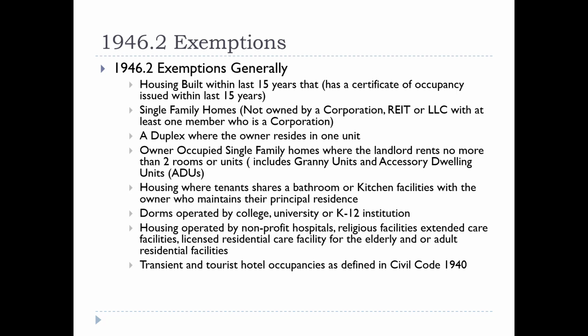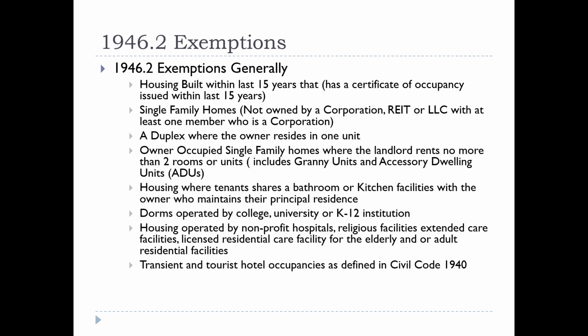Owner-occupied single-family homes where the landlord rents no more than 2 rooms, and that will include a granny unit, an accessory dwelling unit, etc. If you rent less than 2 rooms, great, you're protected. If you rent more than 2 rooms, you might not be protected as much. There's an exemption too for housing where tenants share a bathroom or kitchen facilities with the owner who maintains their principal residence. So maybe my folks that rent out a 3rd bedroom or a 4th bedroom in the property, you may be covered. You're probably covered under that exemption, but the legislature really never made that clear. As the landlord's attorney, I'm gonna hang my hat on: if you share a kitchen facility or bathroom with your tenant, you're probably gonna be exempt.